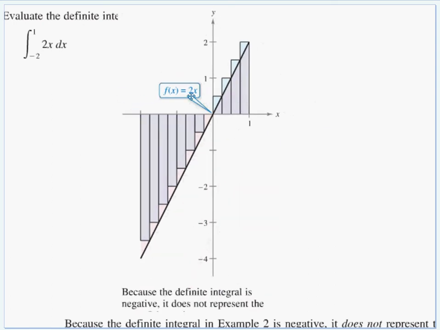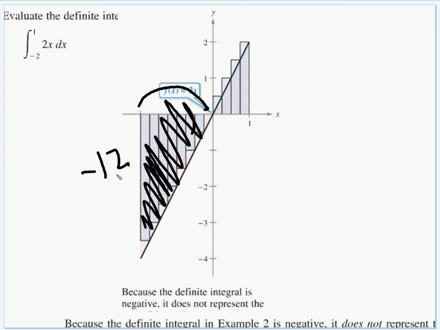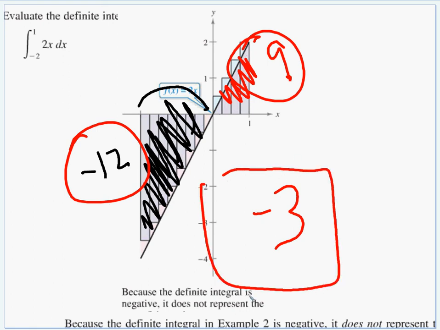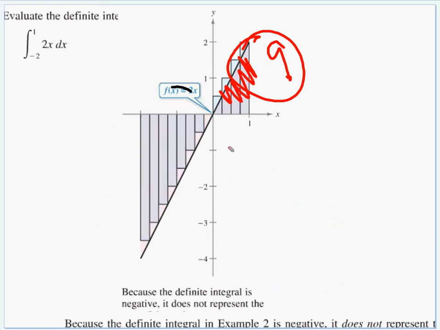And we went from -2 to +1. So from -2 to 0, we accumulated here -12 square units of so-called negative area. And then from 0 to 1, this was our +9. So -12 plus 9 is -3. We have more negative area than positive. Our definite integral was equal to a negative number, -3.